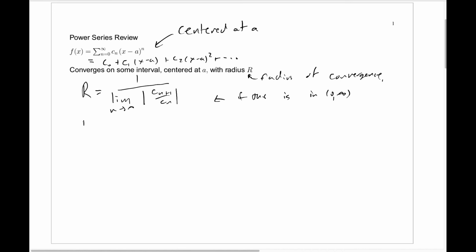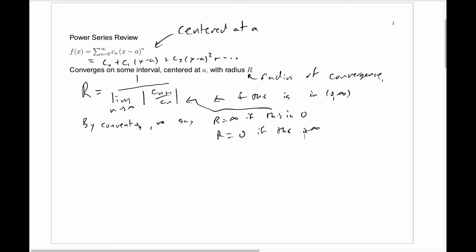And so then by convention, we say R equals infinity if this limit is 0, and R equals 0 if this limit is infinity. And when R equals 0, that means that this series will only converge at the one point x equals a. When R equals infinity, it means the series converges on the whole real line, minus infinity to infinity.